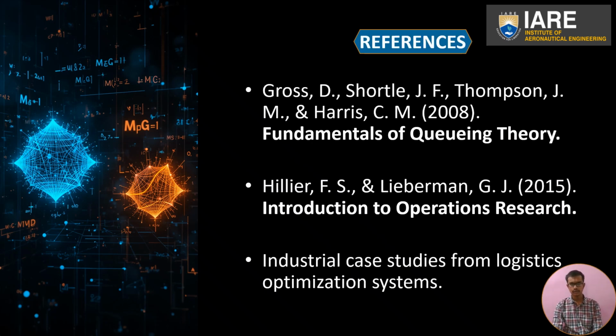Now let me give you the references for this topic. I have referred to the book Fundamentals of Queueing Theory, written in 2008 by Gross D., Shortle J. F., Thompson J. M. and Harris C. M. I have referred to the book Introduction to Operations Research by Hillier F. S. and Lieberman G. J. in 2015, and a lot of industrial case studies from logistics optimization systems.